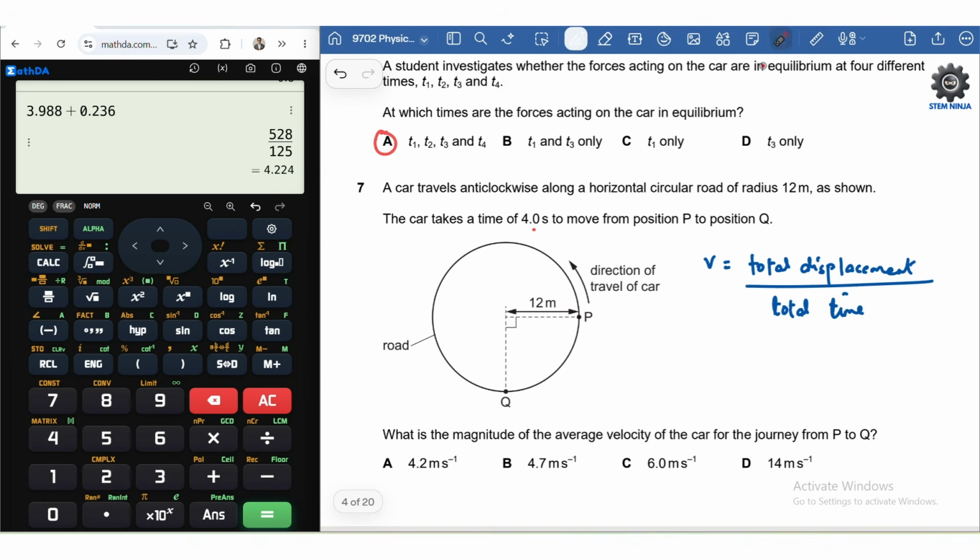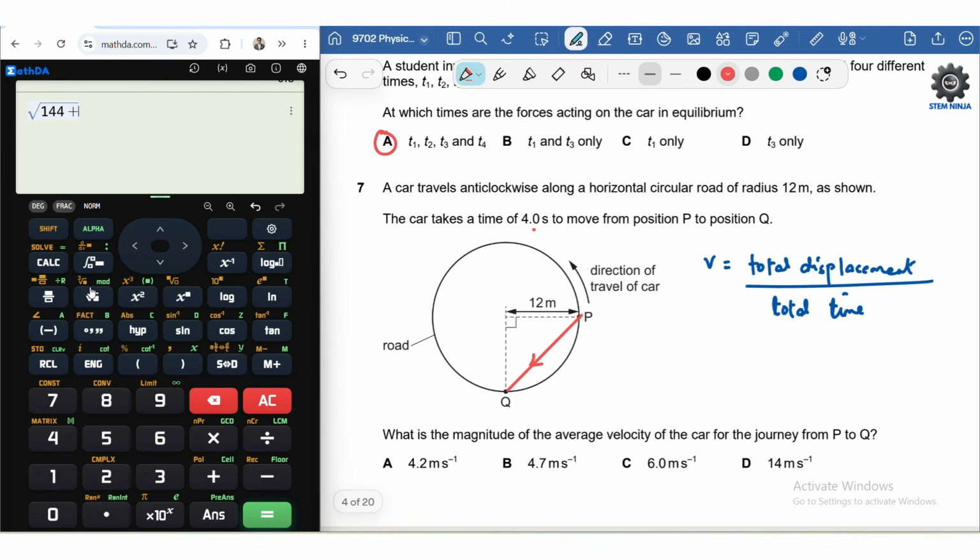So total displacement is actually this thing. If I draw this out just to show, it's going from P to Q. So this is the total displacement, and we need to find the magnitude of displacement. So this is 144 plus 144, basically 12 squared plus 12 squared. Right? So you have 16.97. So you have 12 root 2 divided by total time, which is 4. So this divided by 4 is 3 root 2, which is 4.2, so option 2.